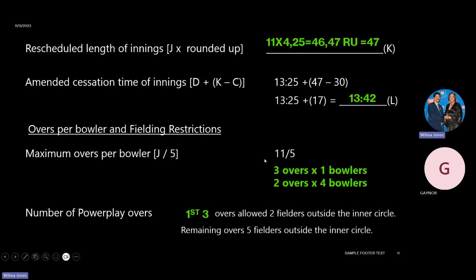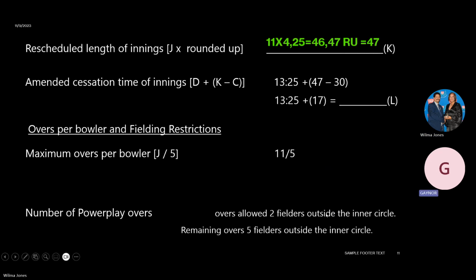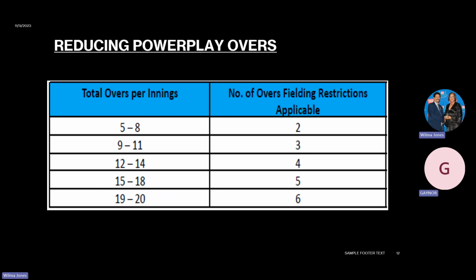If we go back, remember the overs that we are left with is 11. So if we go back, 9 to 11, and that's how we got to our 3. You happy with that? So we just need to revert to our playing conditions when it comes to reducing power plays.